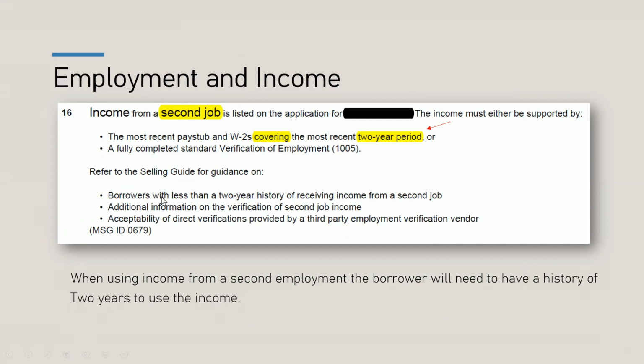Now, it will refer to you here on the selling guide, because right here it's saying 2 years recent. If there is less than 2 years, what the selling guide will allow. So of course, referring back to the selling guide, again, we can help you with that in the underwriting department on seeing if there's any exceptions to the rules. But of course, we do have to follow the selling guide.